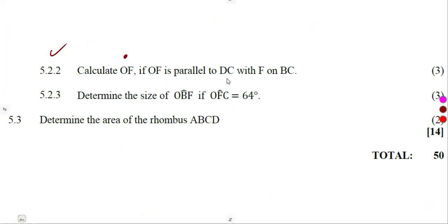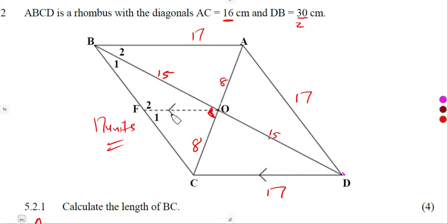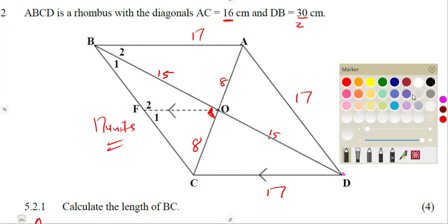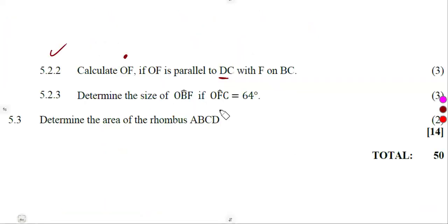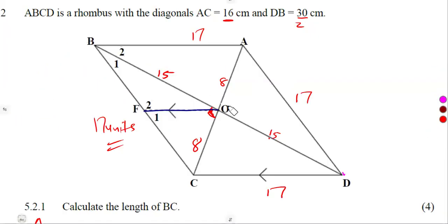If OF is parallel to DC, all right? OF, where do we have this one? This is where we have our OF, this one. It is parallel to DC. These two, they are parallel. And not just only parallel, with F on what? On BC. All right? These two, they are parallel. F is on BC like this.